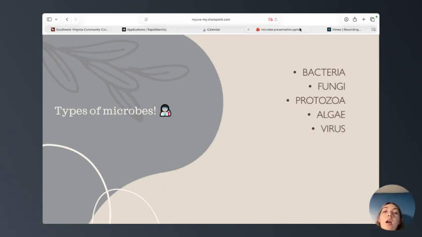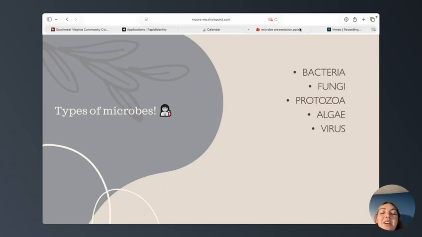So I want to go over really quick the difference between prokaryotic and eukaryotic. Prokaryotic microorganisms, bacteria can be prokaryotic, and pathogens can be prokaryotes, and that means they do not have a nucleus. And eukaryotic means that you do have a nucleus. I like to think of this as there is a U in eukaryotic, and so that means you have one.